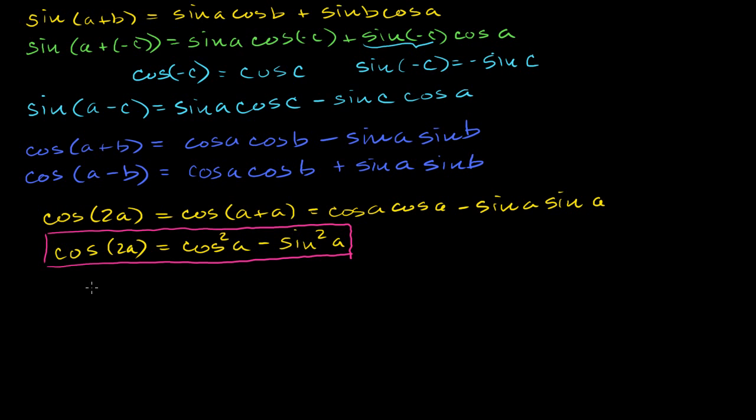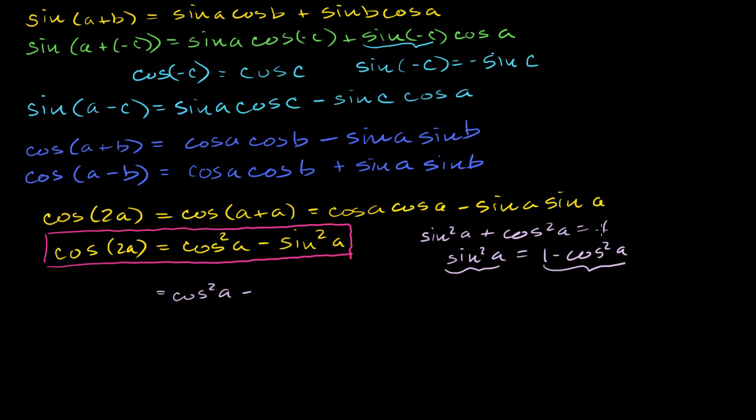What if I'm not satisfied? What if I just wanted it in terms of cosines? Well, we could break out the unit circle definition of our trig functions. This is the most fundamental identity, that the sine squared of a plus the cosine squared of a is equal to 1. Or you could write that the sine squared of a is equal to 1 minus the cosine squared of a. And then we could take this and substitute it right here. So we could rewrite this identity as being equal to the cosine squared of a minus the sine squared of a. But the sine squared of a is this right there.